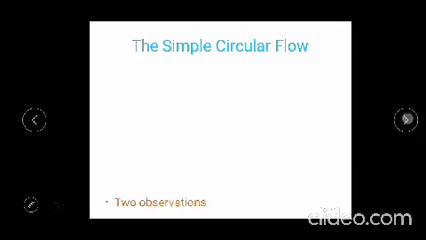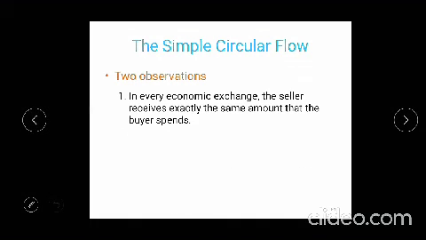The simple circular flow. There are two observations. In every economic exchange, the seller receives exactly the same amount that the buyer spends. So the main concept of the circular flow of a simple economy is that there are buyers and there are sellers, or in other words, there is the business community and there are the households. The business community, or the sellers or the producers, are providing the goods and services to the households, and on the other hand, the households or the buyers need those goods and services for consumption, and they are supposed to buy these products from the sellers.